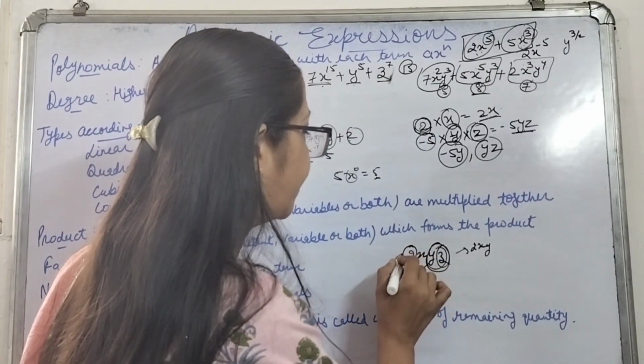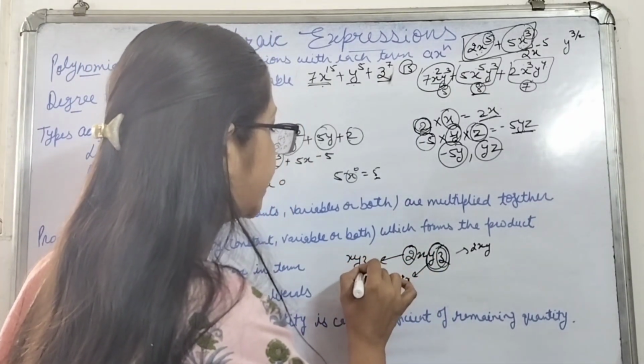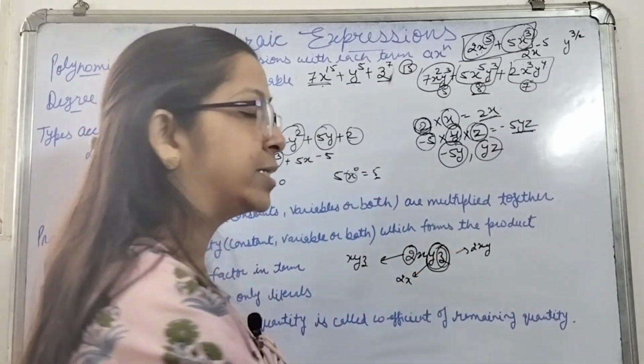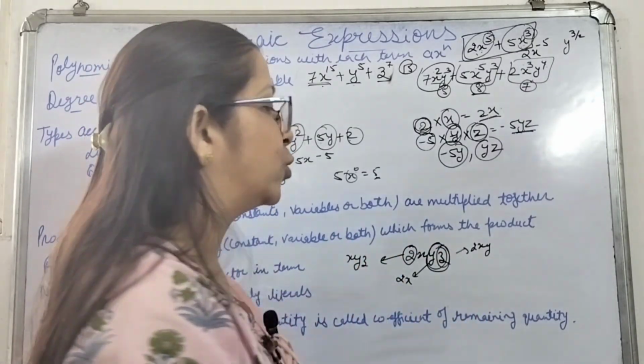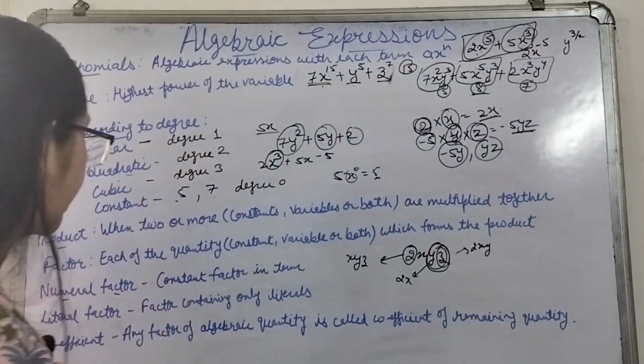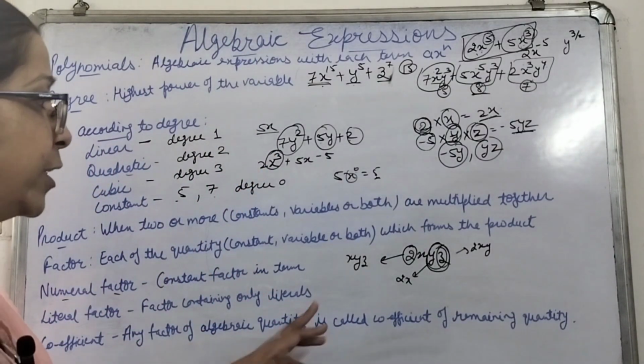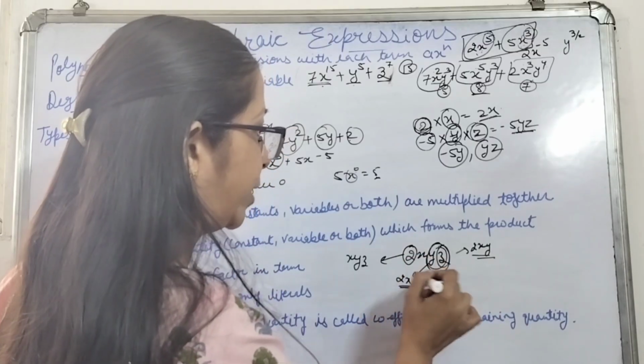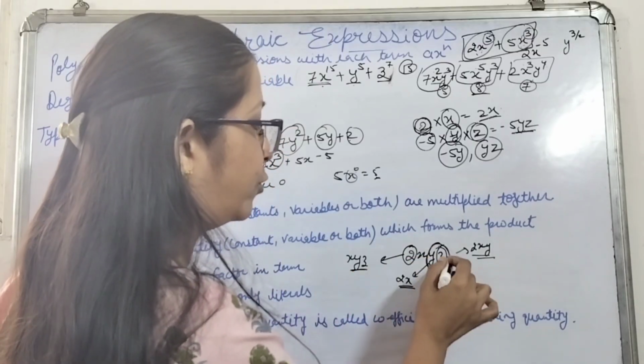The coefficient of 2 will be xyz. Just remove 2. What is remaining? xyz is remaining. So xyz will be the coefficient of 2. So whenever we take any factor of an algebraic quantity, all these are factors: 2xy is a factor, 2x is a factor of 2xyz, and xyz is a factor of 2xyz.